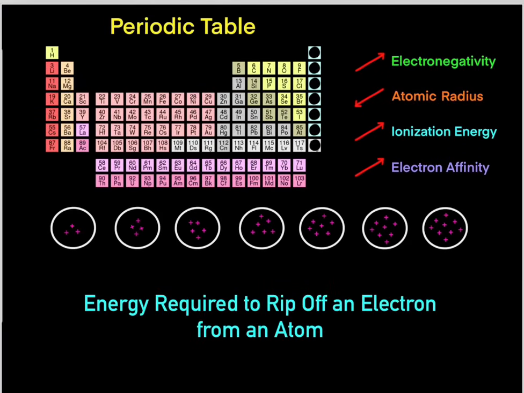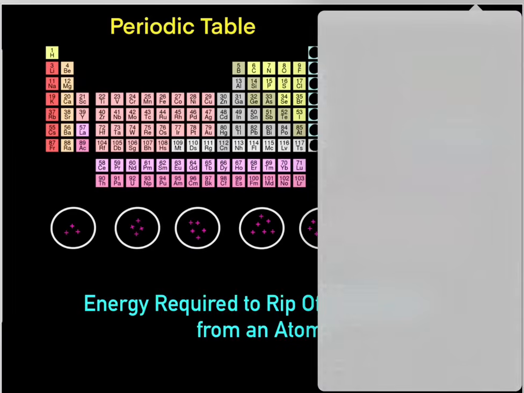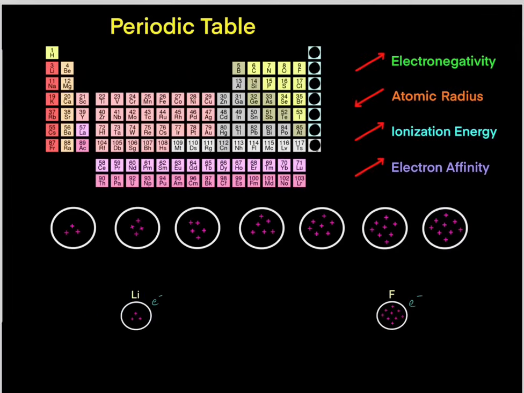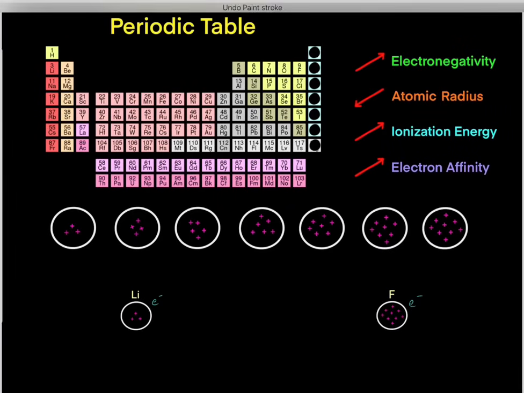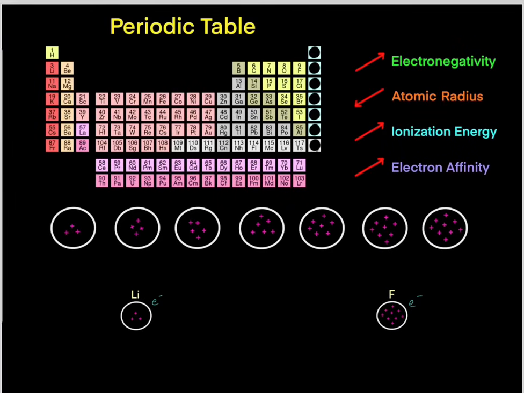So what about ionization energy? We know ionization energy increases in this particular direction. So why is that true? Well, first we need to understand what the ionization energy is. The ionization energy is the energy required to rip off an electron from an atom. So why does the ionization energy increase as we go to the right in the periodic table?